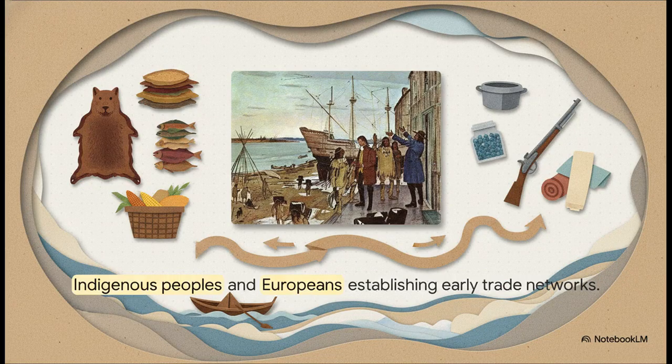Now, think about the very first encounters on the shores of North America. Indigenous peoples and Europeans established early trade networks, exchanging goods directly on the coast. And what's really fascinating here is that these relatively simple, localized interactions actually laid the foundational groundwork for what would soon become massive globe-spanning economic systems. It all started with basic exchanges of resources right here.